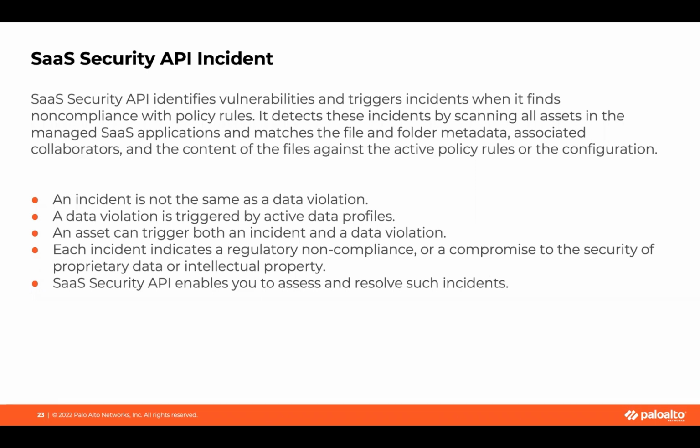As soon as you enable a data profile, you can review and assess them in the Explore Data Violation panel. And then you can include the data profile as a condition in an asset policy rule, and you will have more visibility and control. Now, whenever you create a policy from scratch or customize an existing one, you must enable generating an incident in order to see an incident in the SaaS Security API incident dashboard. Then you can assess and resolve them.